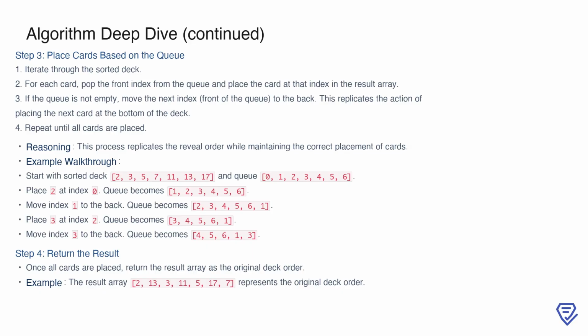We repeat this process for all cards, ensuring each is placed in its correct position. By the end, all cards are placed, and the result array represents the original deck order. For example, the result array 2, 13, 3, 11, 5, 17, 7 corresponds to the desired reveal sequence.